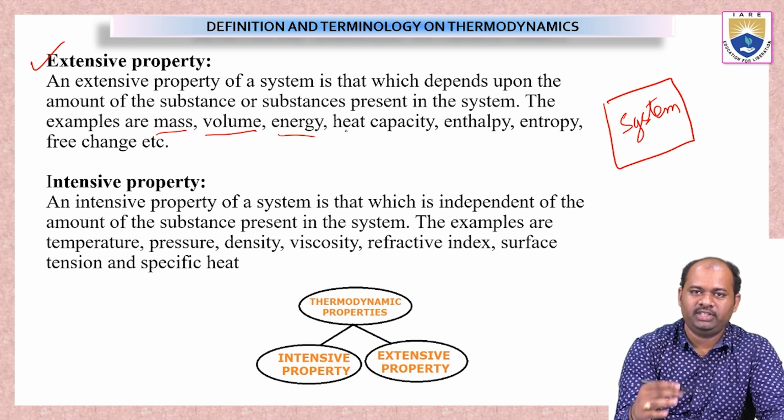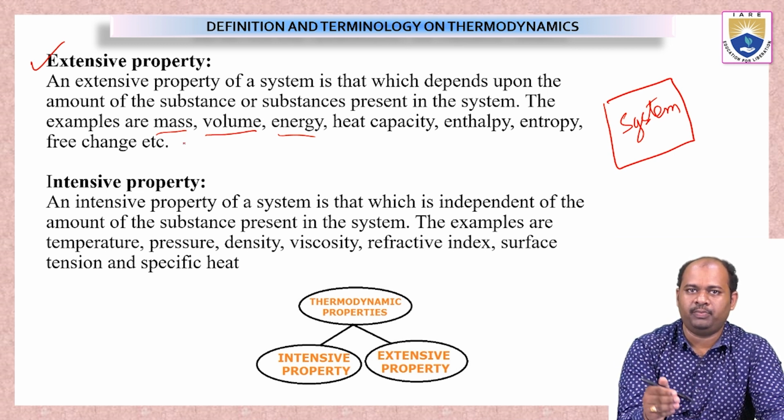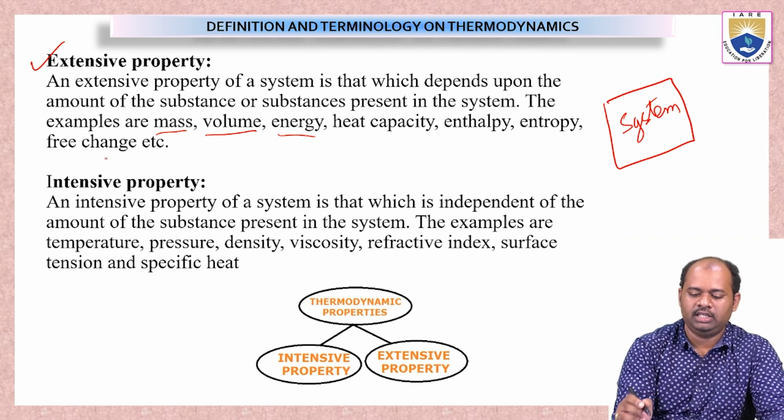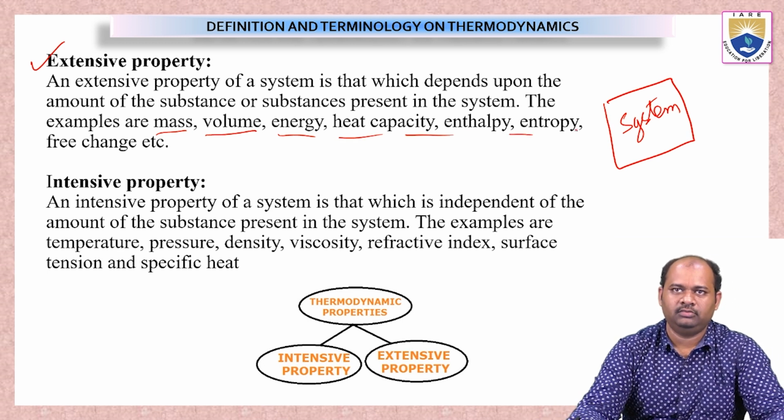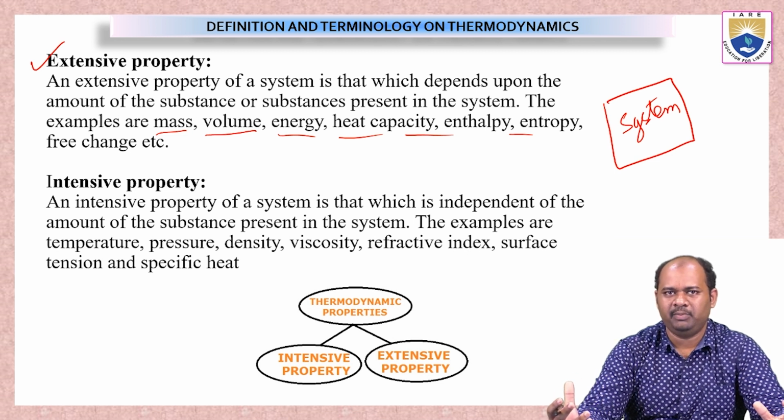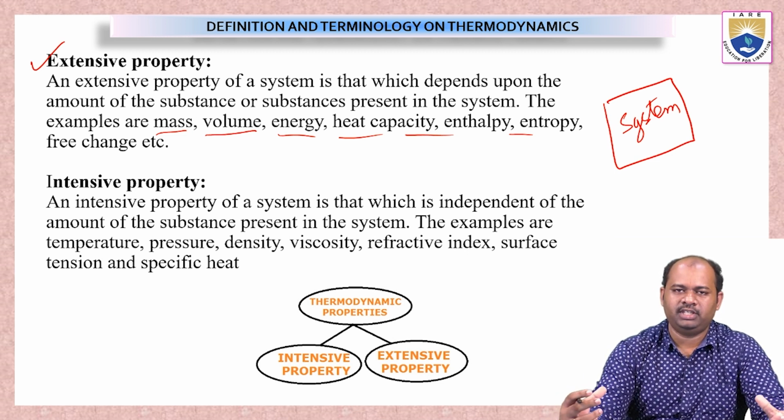How much amount of a substance is present in the system will change or vary the values of these properties like mass, volume, energy, heat capacity, enthalpy, entropy, free energy change, etc. So these are all the extensive properties. These can be called dependent properties. They depend on the amount of substance that is present in the system.